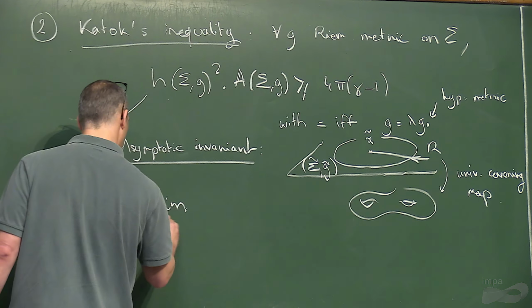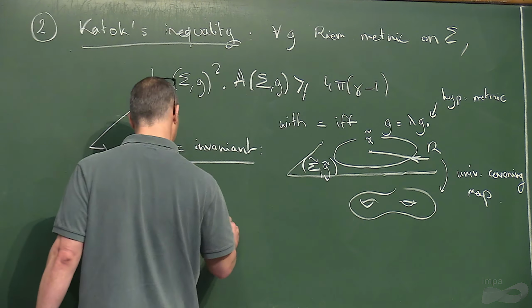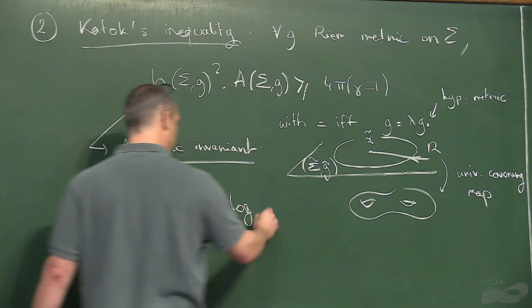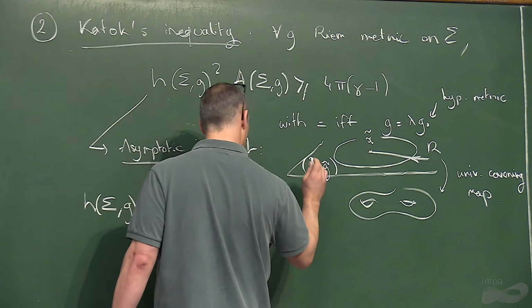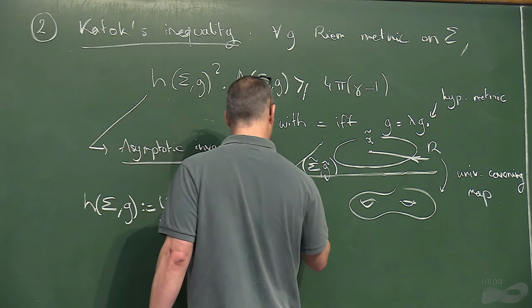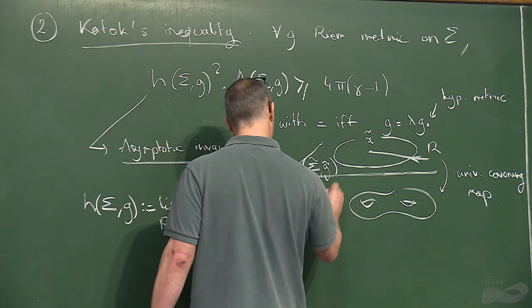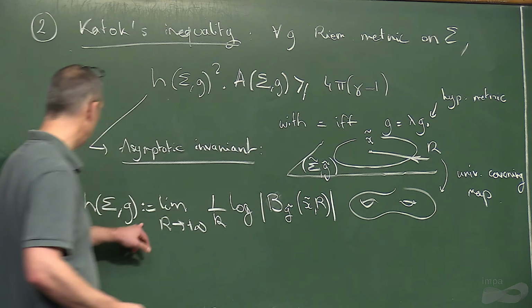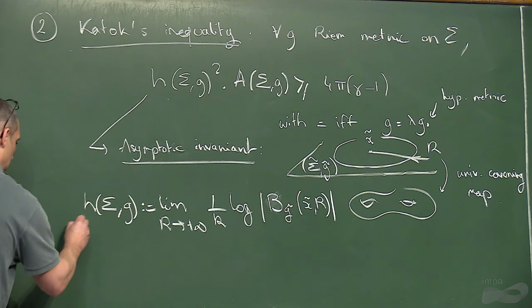So you take the log of the area, for the Riemannian metric g tilde, of this ball. You take the log, you divide it by r, and you let r go to infinity. There are several facts that are well known. This limit always exists and does not depend on the chosen point. This is why I can define it like this. It's called the volume entropy.